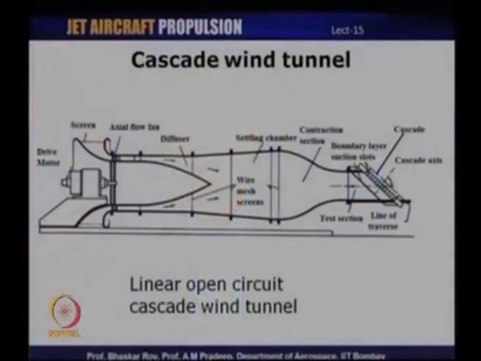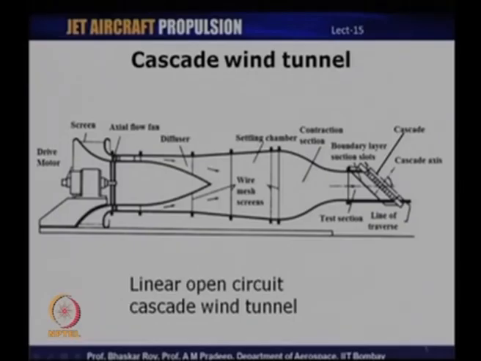So, let us take a look at a cascade wind tunnel and see what the different components are which constitute it, because there are different types of cascade wind tunnels. We will see one of the types which are commonly used. Now, the wind tunnel shown in this picture here is a linear wind tunnel.